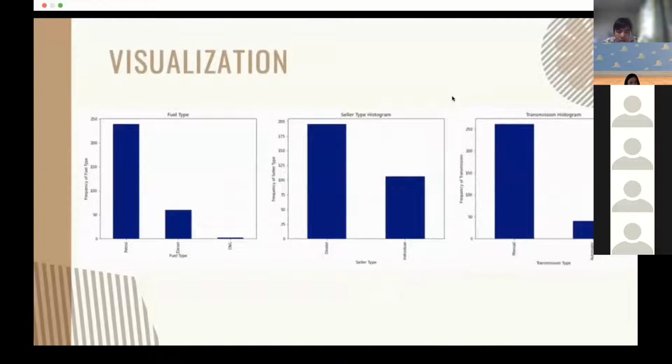This histogram shows what I have mentioned earlier in a better picture. It can be seen from the graph that the most popular fuel type is petrol, and people like to sell their car more via dealer, and most of the cars are manual transmission.